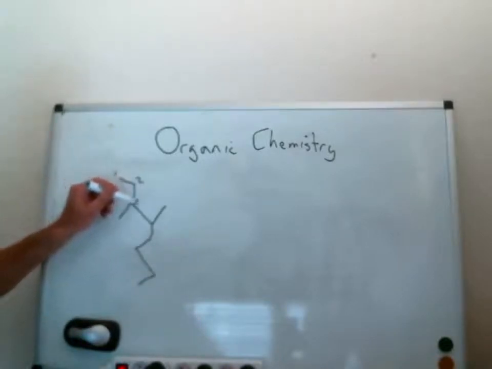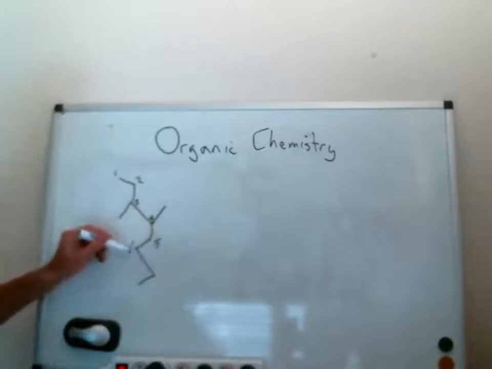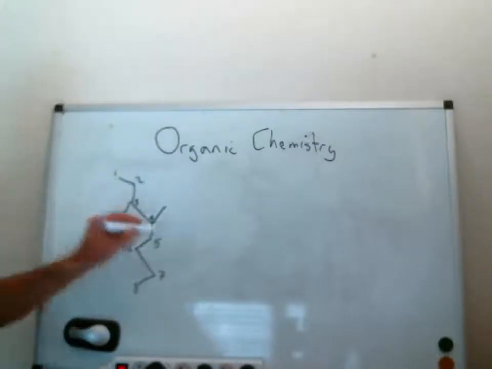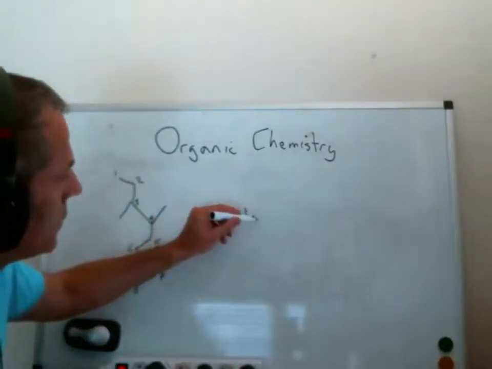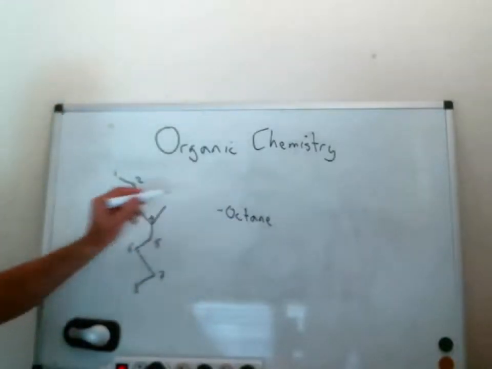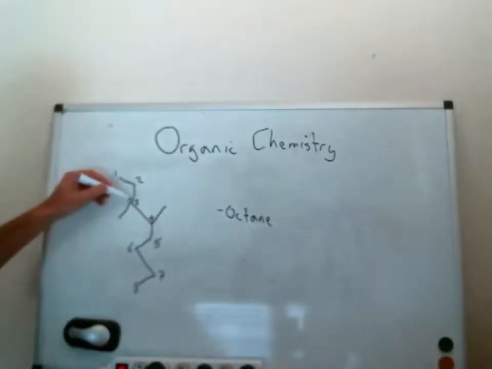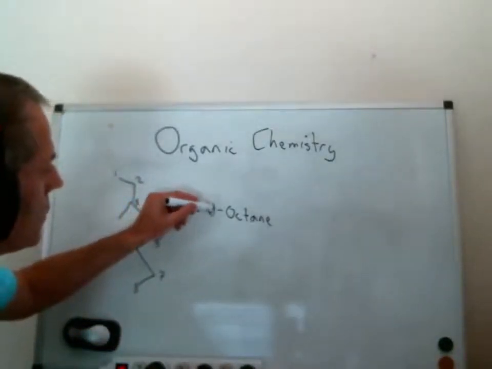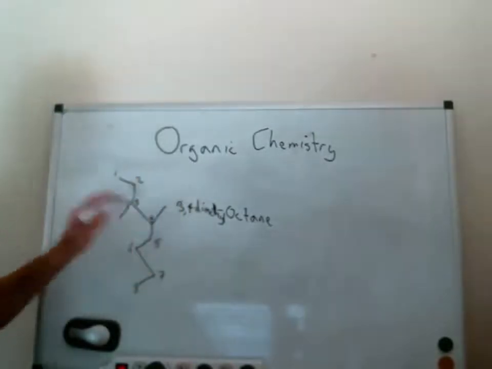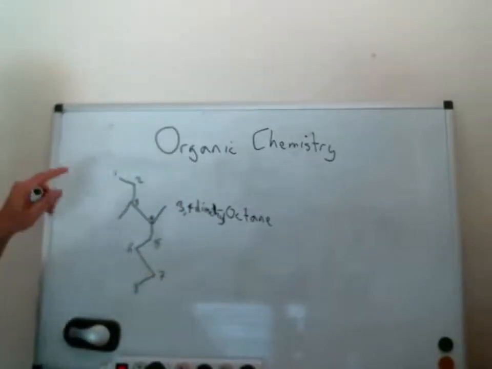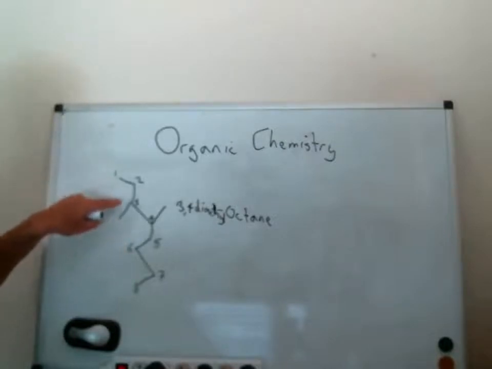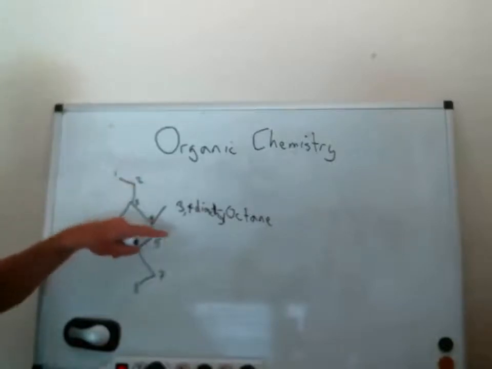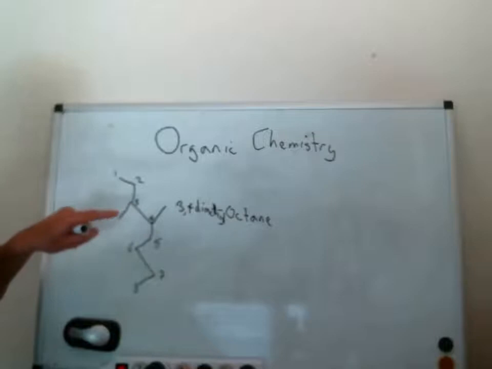So we go 1, 2, 3, 4, 5, 6, 7, 8. So this is an octane. I keep drawing octanes and nonanes, but anyway, so this would be octane. Then we have the side chains, which would be 3, 4. So 3,4-dimethyl octane is this example. So we find the chain, orient it so that the substituents that we're going to have first have the lowest number, and then work out what we're going to call them and give them their numbers.